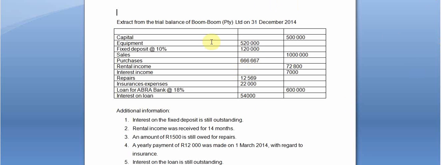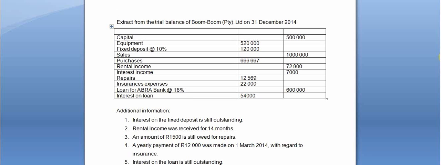This is a question that I want us to do together. This question is called the Boom Boom and it has several interesting adjustments that you have to do and understand. They give you a trial balance ended on 31st December 2014, and there you will find that you have capital, equipment, a fixed deposit, sales, purchases, rental income, interest income, repairs, and insurance expenses.